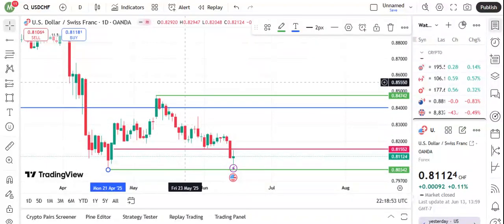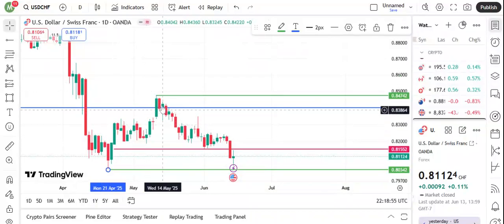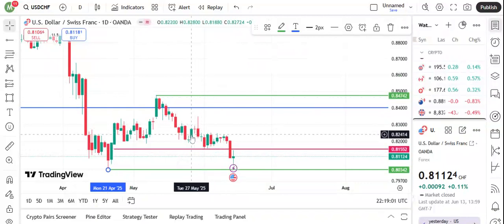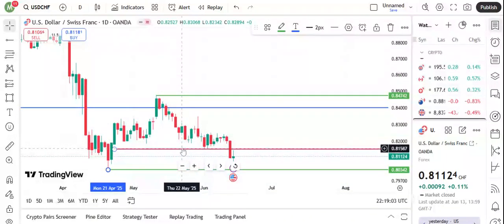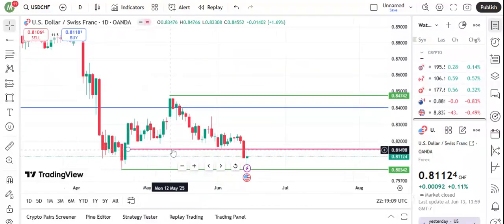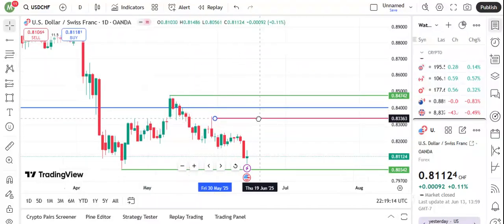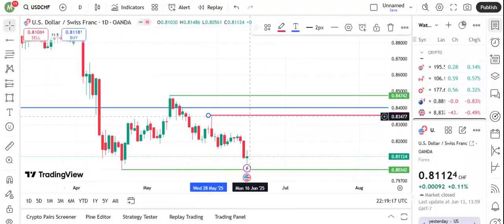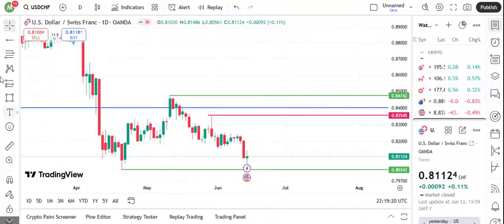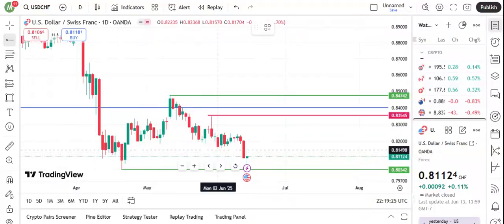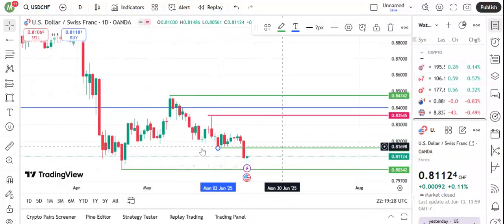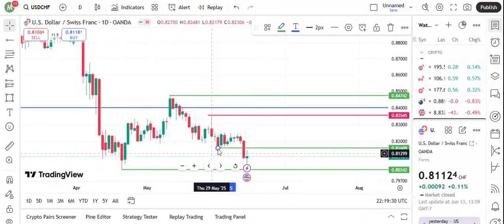So this is our weekly resistance, our weekly support. Then this one will be our weekly support. We can take here. Our weekly resistance is here. And our weekly support is around the zone here. So our weekly support.